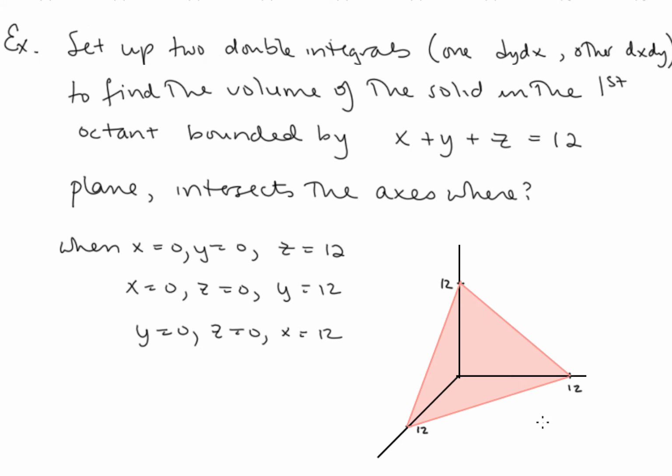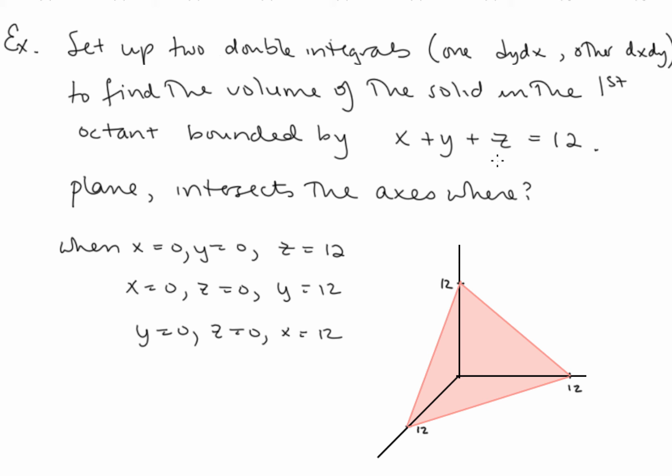Here we want to set up two double integrals, one in the direction dy dx and the other dx dy, to find the volume of the solid in the first octant bounded by x plus y plus z equals 12. So the volume of the solid in the first octant bounded by x plus y plus z equals 12. Now we should recognize when we see this equation that this is a plane.